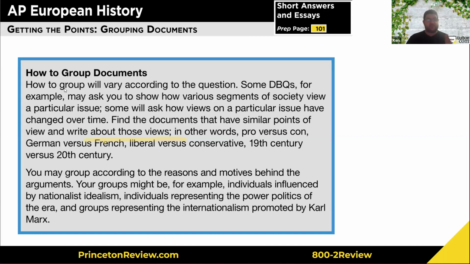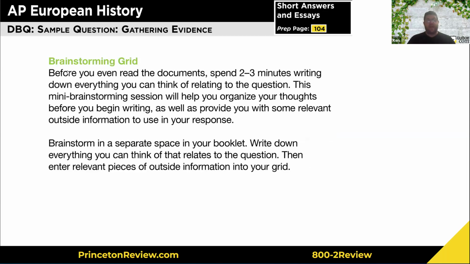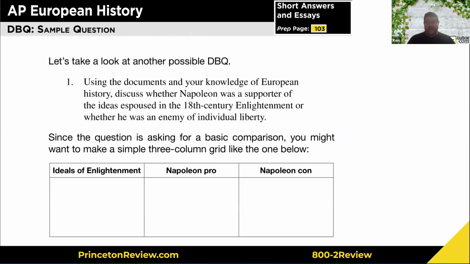So this segment here, which I just want to stay on for a moment so people can screenshot it, we'll talk about how you might group documents. It gives some tips for doing that. You'll be able to see this in the recording as well. And then here's sort of how someone might tackle a DBQ. And I am keeping an eye on the clock. So let's look at this together.